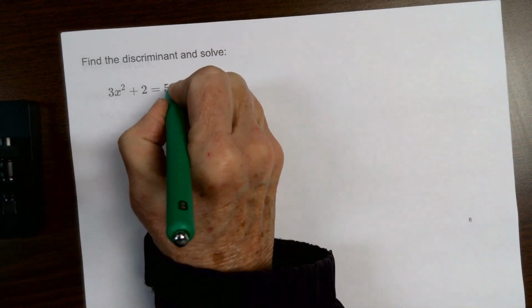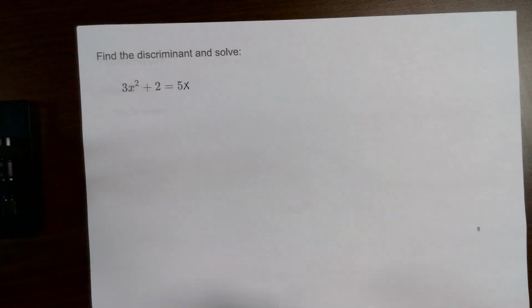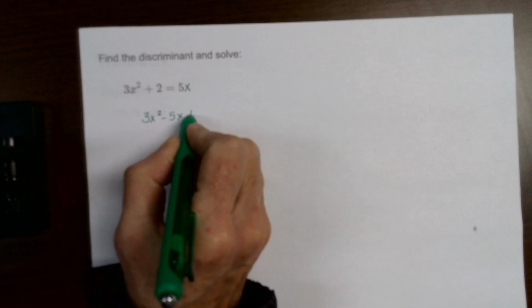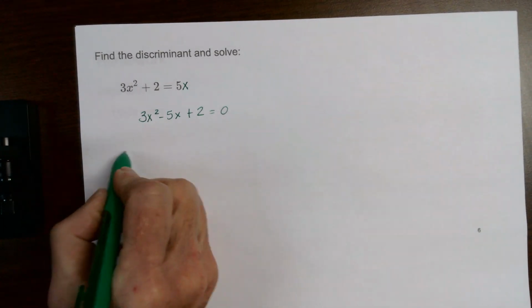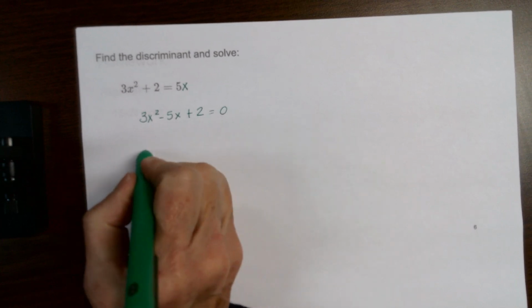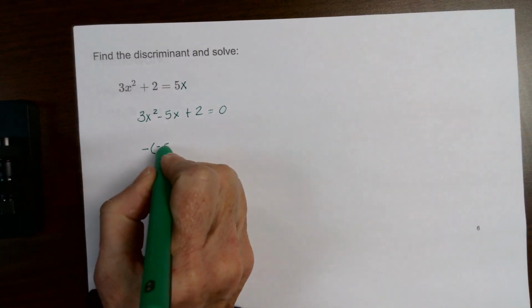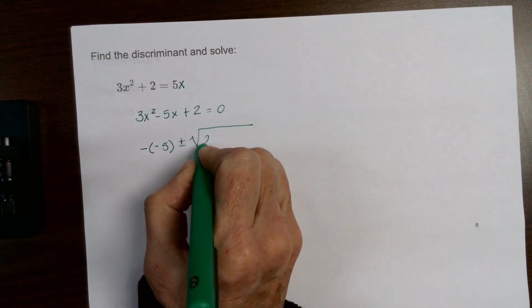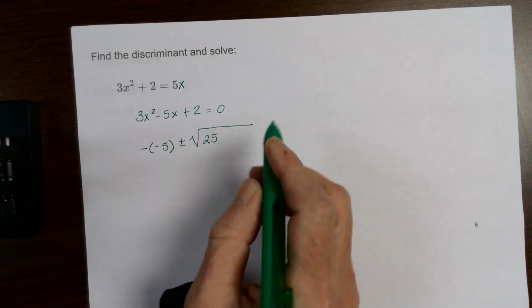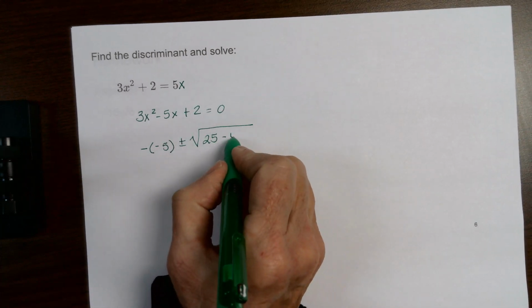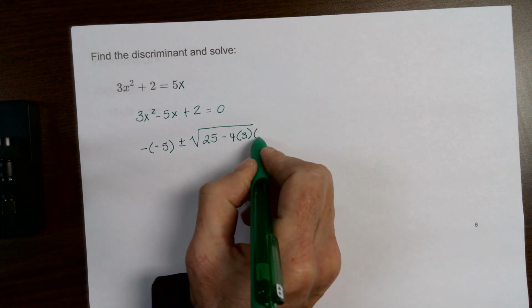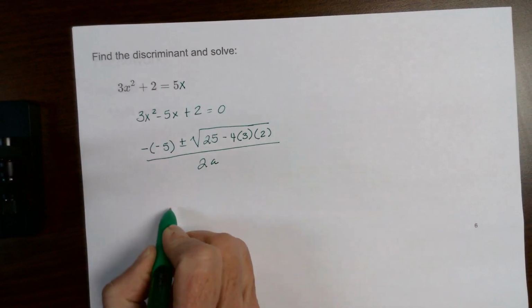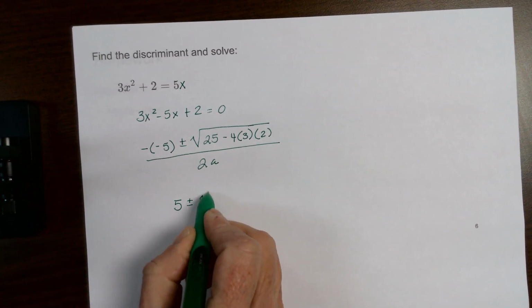So let's find the discriminant and solve for this one. I think this is supposed to have an x there, so let's go ahead and do that as an x. So I have 3x squared minus 5x plus 2 equals 0. And I'm going to go ahead and put it in the quadratic formula. So I have a negative negative 5 plus or minus the square root of 25. This is always going to be a positive number because you're going to square the b. Minus 4 times a times c, over 2 times a.